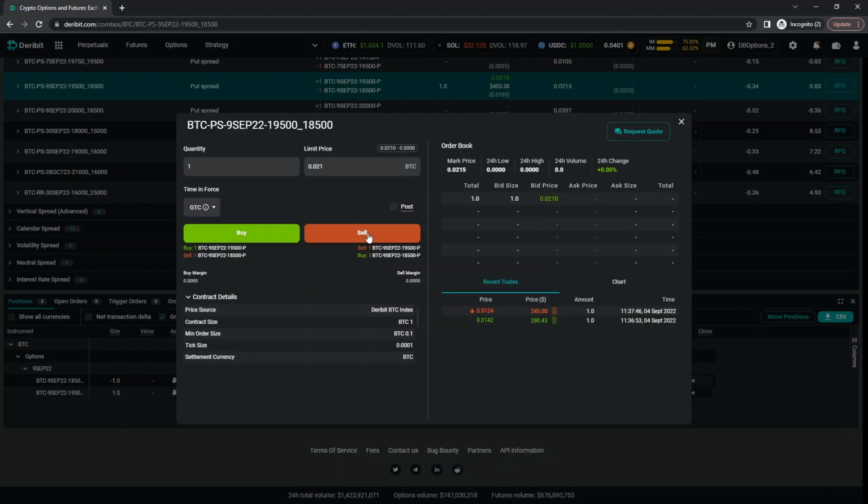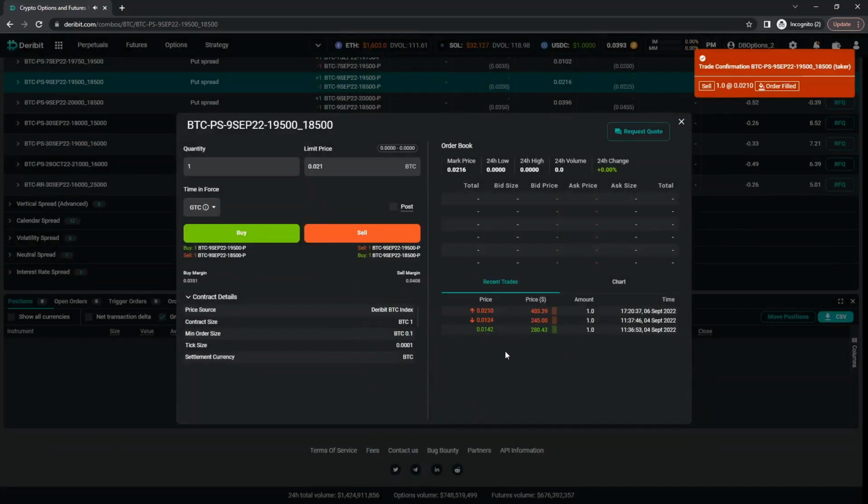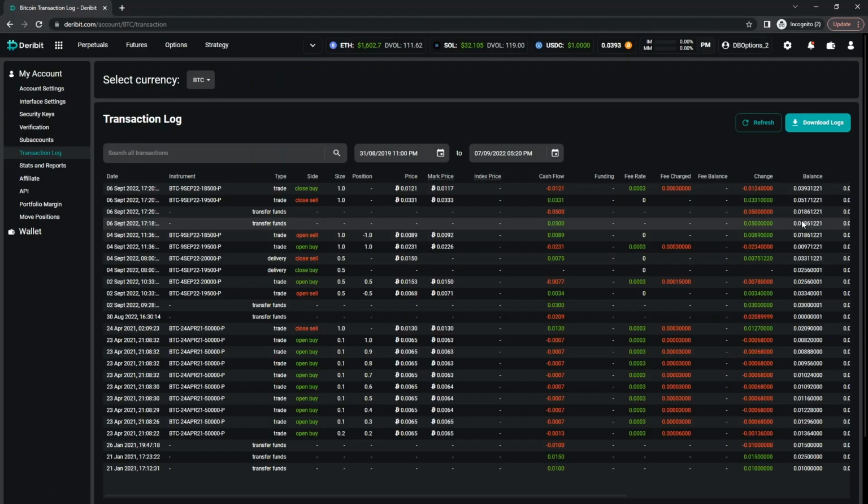We need to sell this spread then, which we can double check under the sell button. We will sell directly into the bid with a price of 0.021. This is a little bit lower than the mark price, but not by too much. Once our order is filled, we can see that our position has been completely closed and has disappeared from the position table. If we navigate to the transaction log, we can see all the transactions.